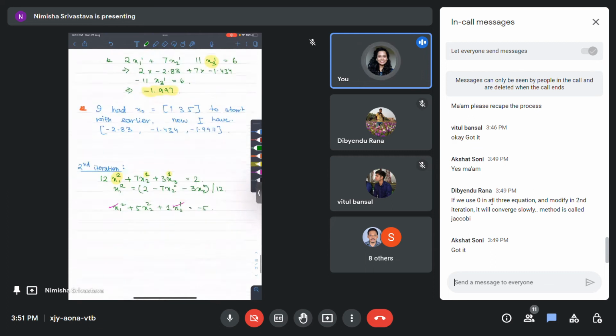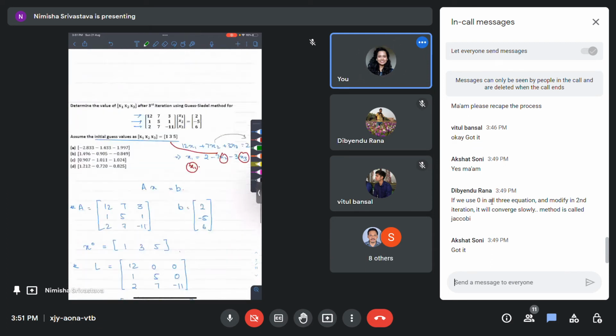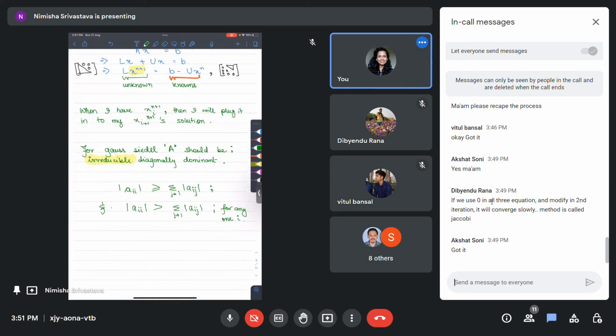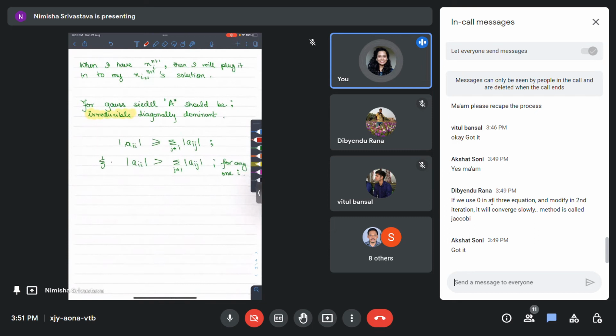Next we will go on with the PSOR method. I'll just mention it briefly, like I did with the Gauss-Seidel, but we'll do it quickly. PSOR. Are we all on the same page? We can move on with the PSOR. Okay, I'm going to assume yes.